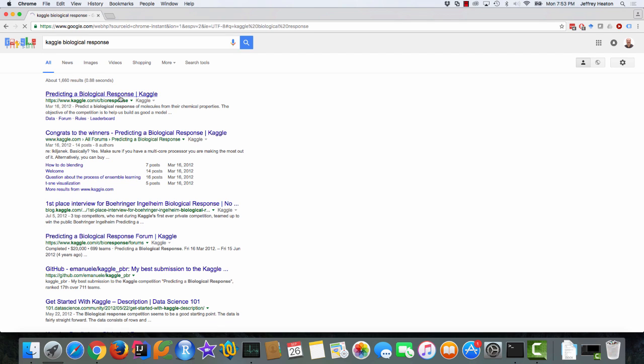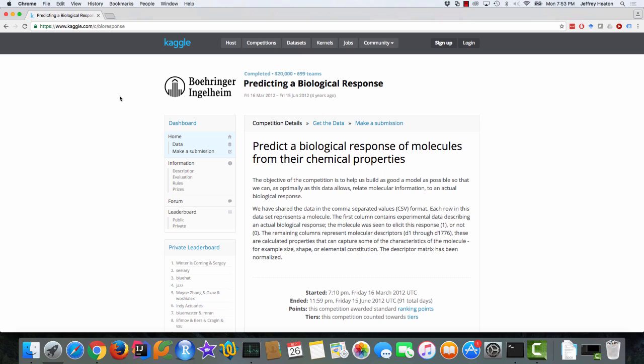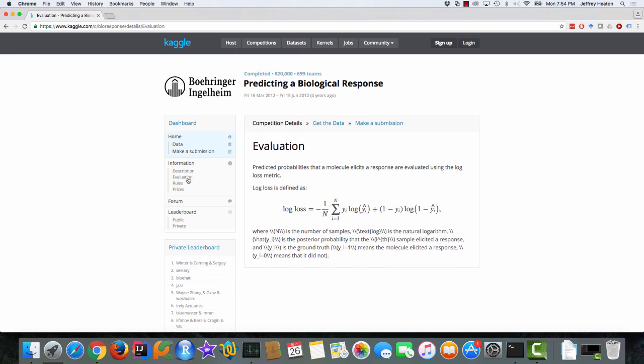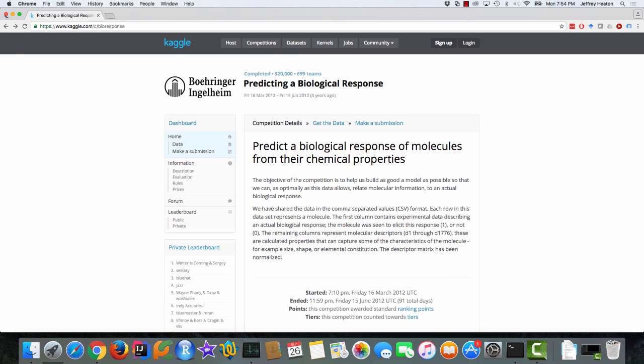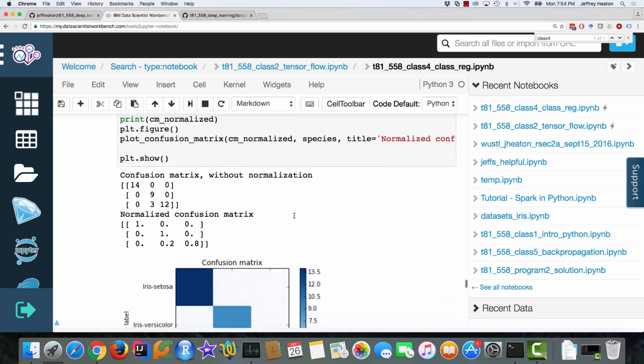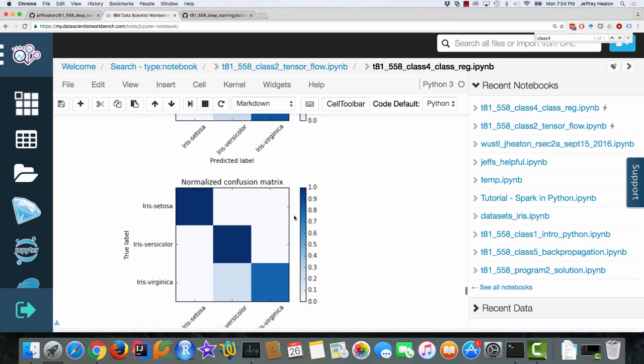So like one Kaggle competition, predicting a biological response. This was very much a binary classification. I'm going on my memory here, but in Kaggle competitions, the evaluation link always tells you how you're going to be evaluated. Now this one actually uses something other than area under a curve, but this is one where they could have done that. So a lot of the competitions will want you to maximize the area under your curve.